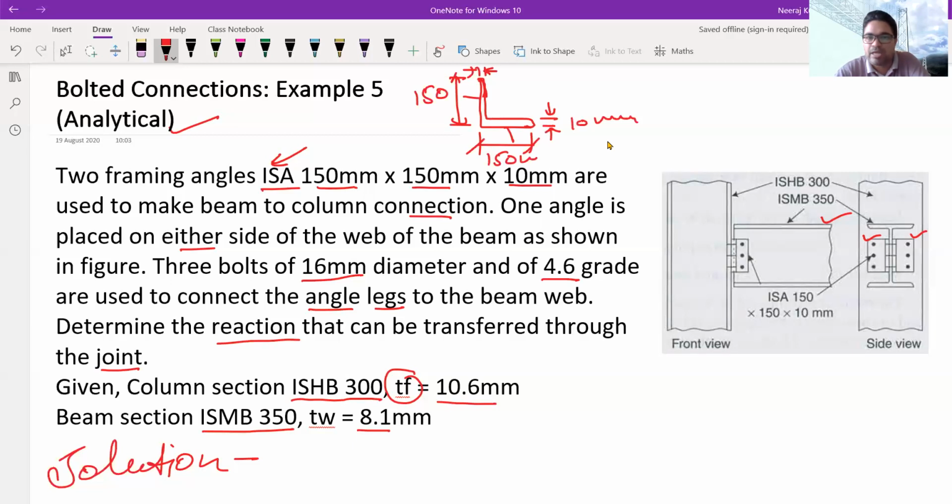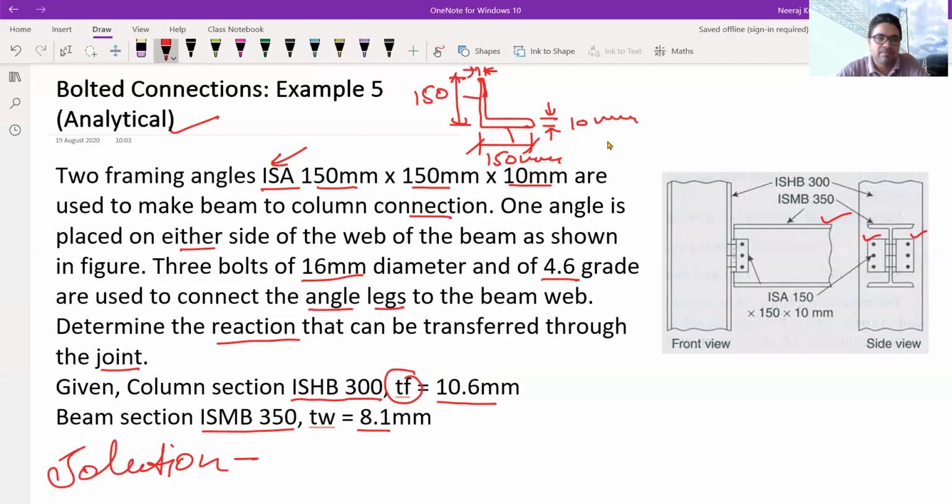So this is an equal angle. If the length of the leg is the same on both sides, then we say that they are equal angles. Sometimes these legs may not be equal, and in that case we say unequal angle. So in our case, these are equal angles, because both legs have the same dimension, which is 150 mm.